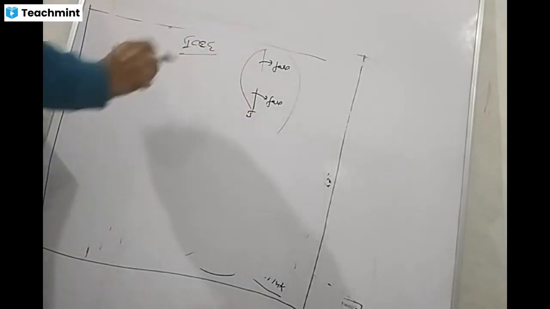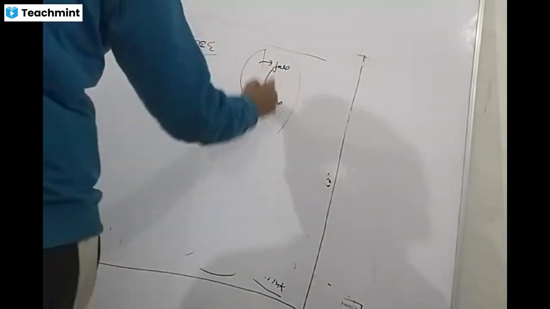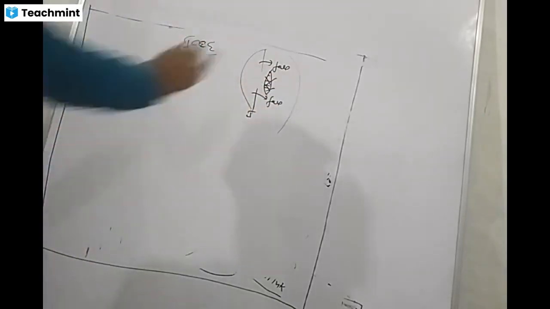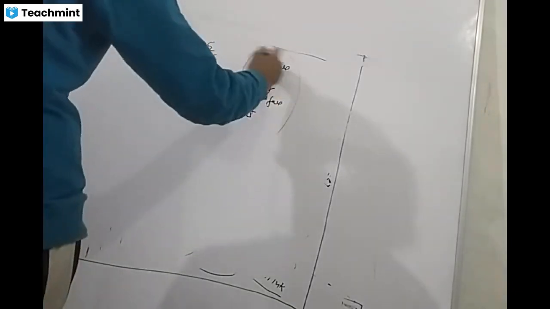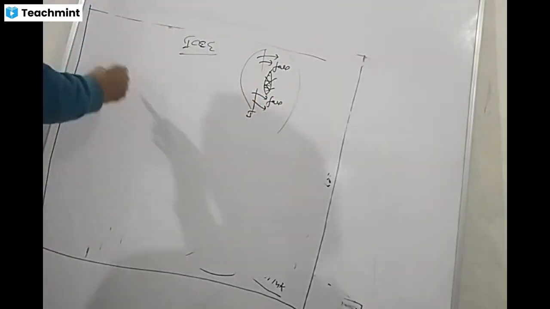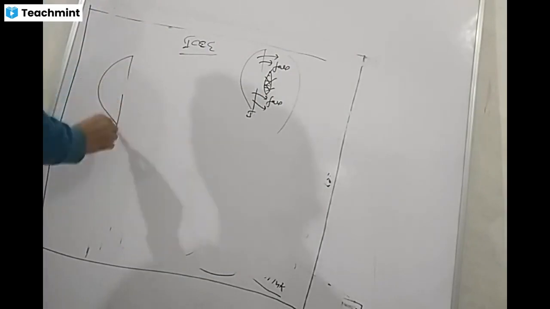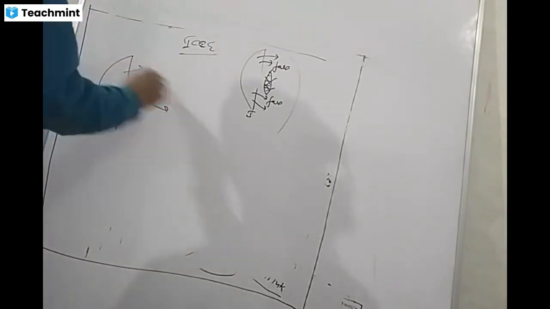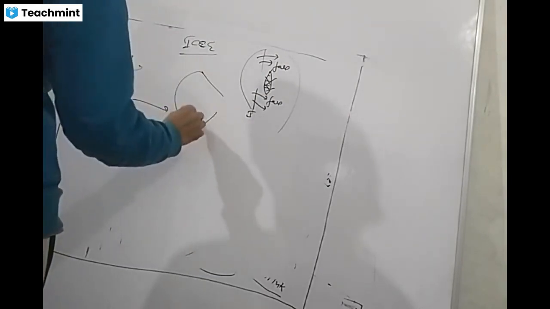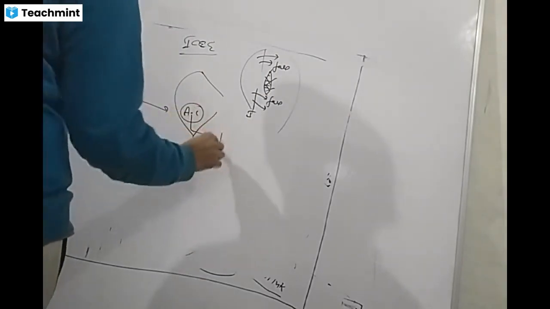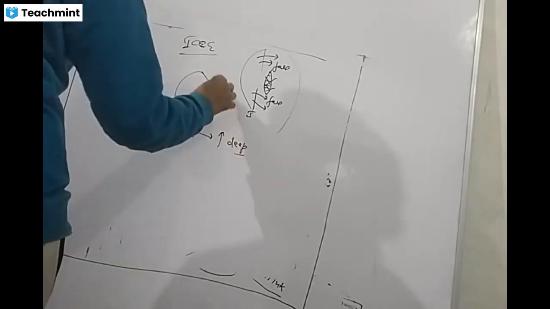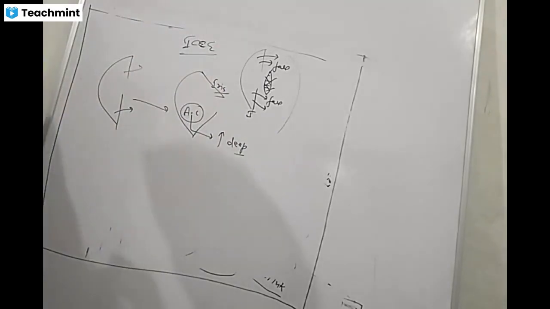It will fall backward because the lens support is not there. If you remove the lens support, the iris will fall backward. Then what will happen? Cornea, this is iris. If this goes backward, it will become like this. The anterior chamber will become more deep.